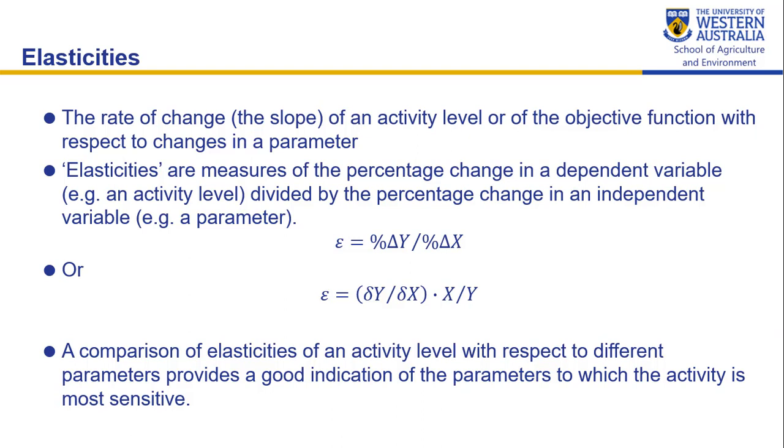So the elasticities are the rate of change or the slope of an activity level or of the objective function with respect to changes in a parameter. They are measures of percentage change in a dependent variable, for example an activity level, divided by the percentage change in an independent variable, for example a parameter. So elasticity is percentage change in y divided by percentage change in x. So a comparison of elasticities of an activity level with respect to different parameters provides a good indication of the parameters to which the activity is most sensitive.